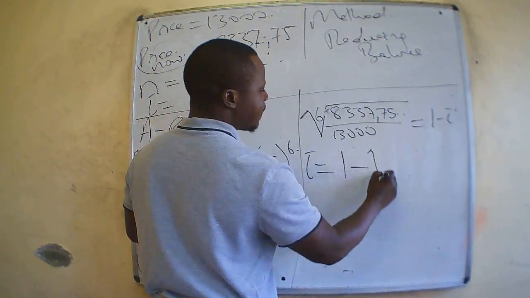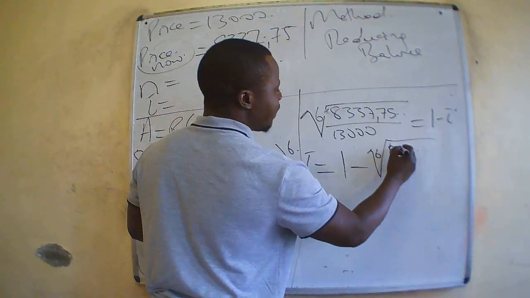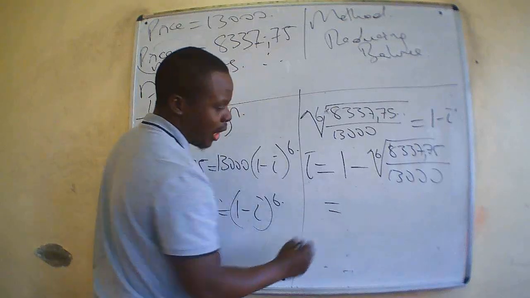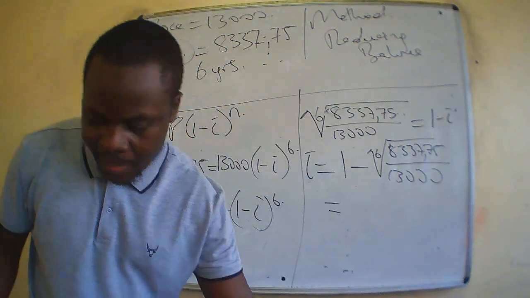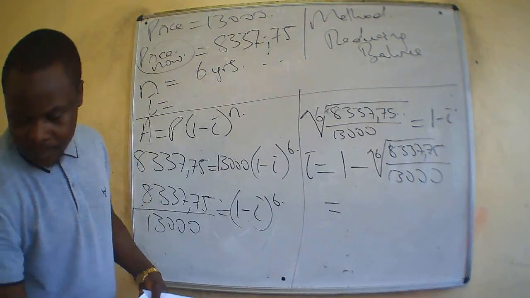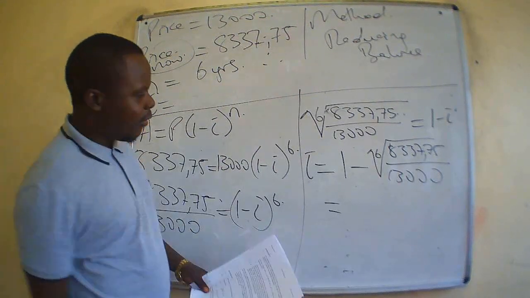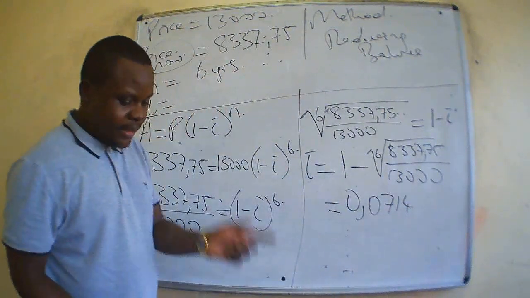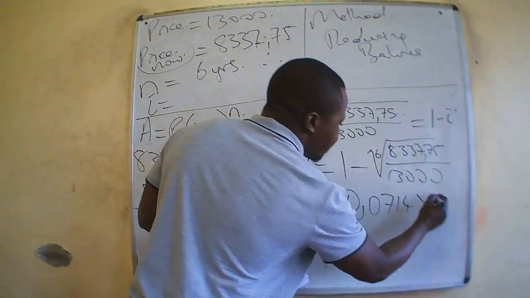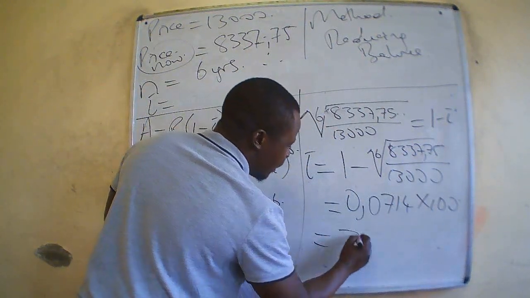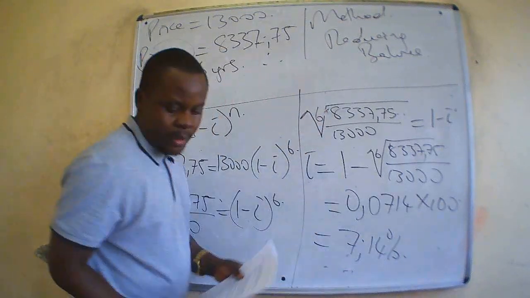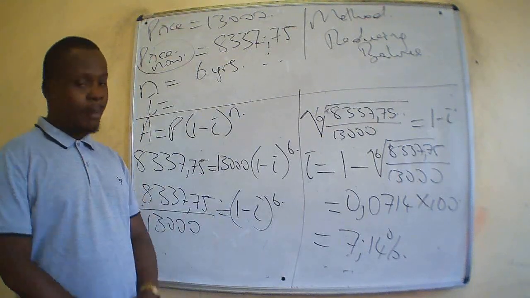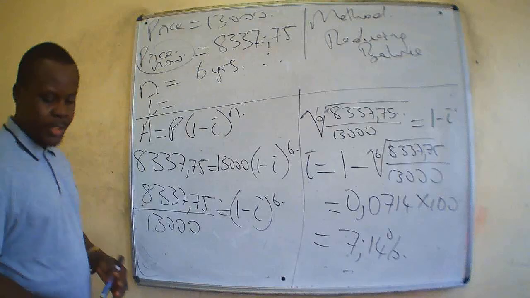I equals 1 minus the sixth root of 8337.75 divided by 13,000. Now we need to punch our calculator to find the value of that. In this case, our value of I is going to be 0.0714. But as a percentage, we should multiply by 100. That means our I is 7.14%. So the rate of depreciation is found to be 7.14%. This becomes the rate of depreciation for this question.